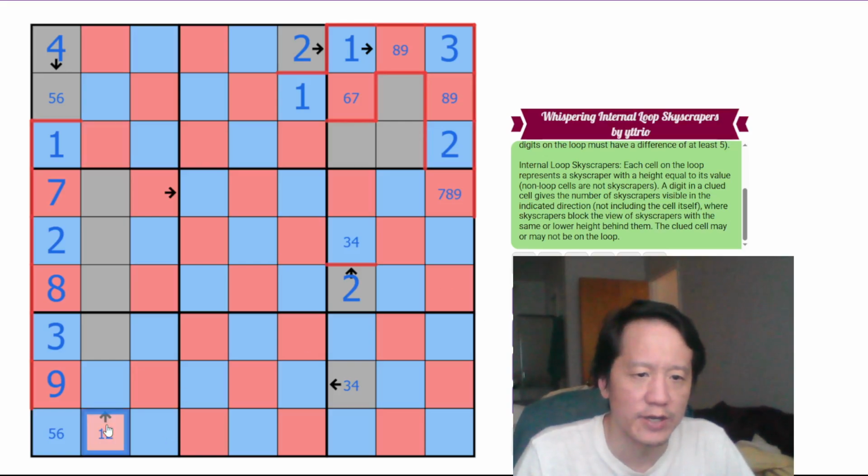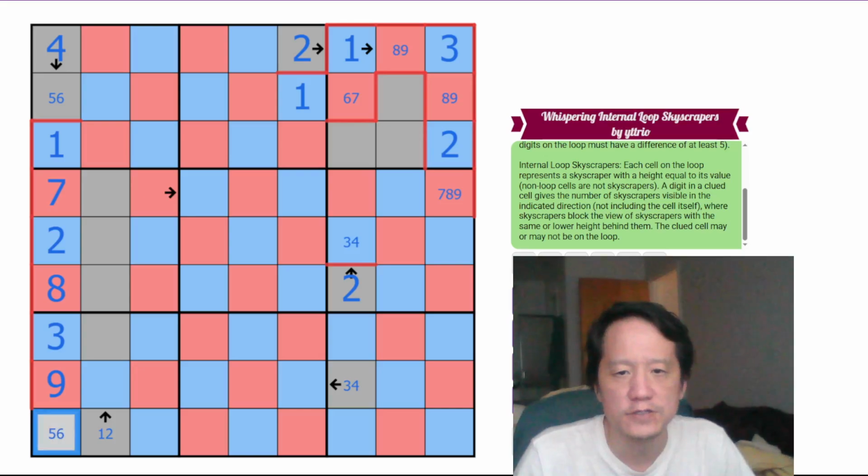Well, this cannot be a high digit, so it cannot be on the loop. So since this is not on the loop, this cannot be part of the loop because the loop would have to continue here. So this has to be part of the loop. This is not part of the loop. So this is a boundary. This is a boundary. This is a boundary here.